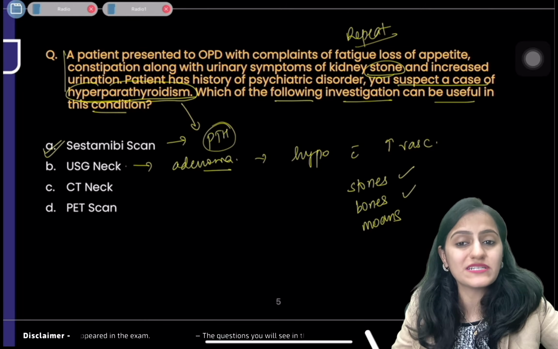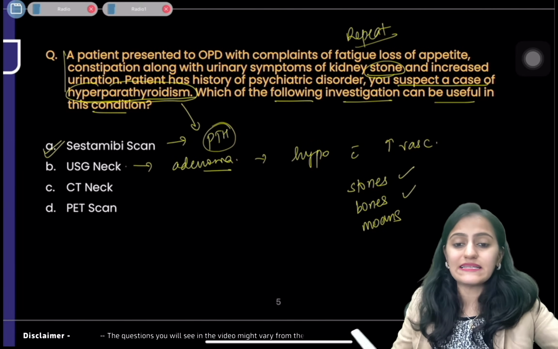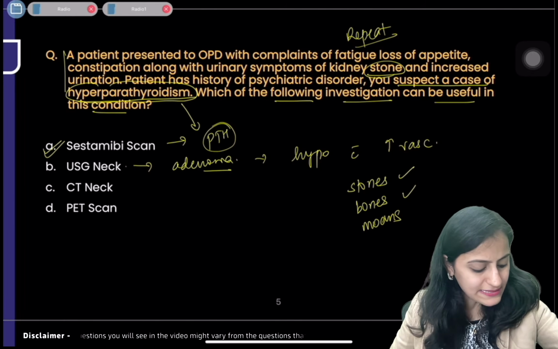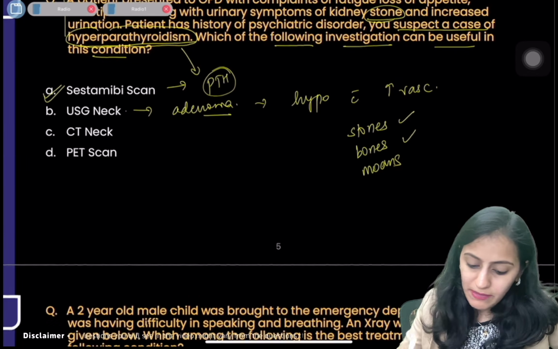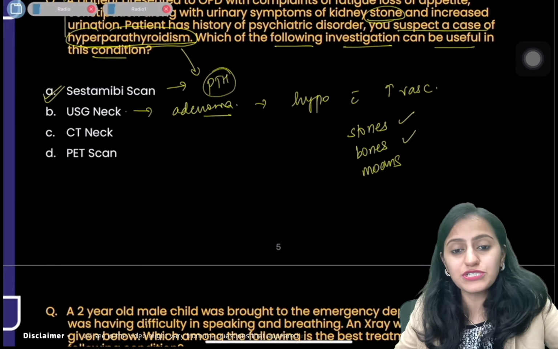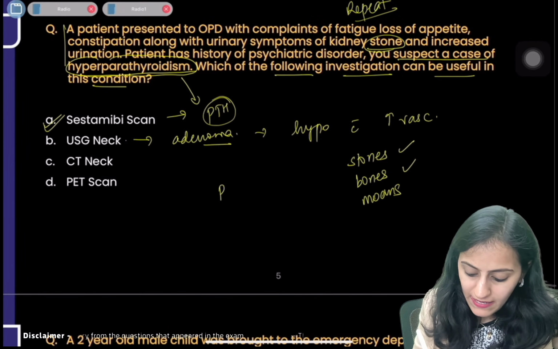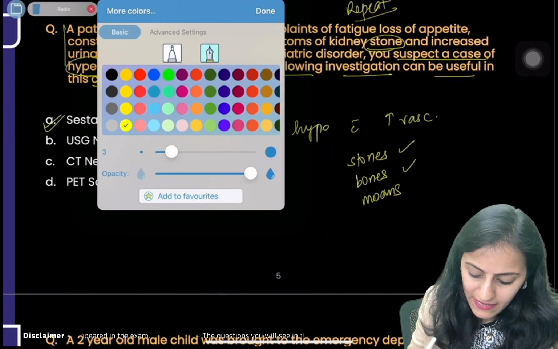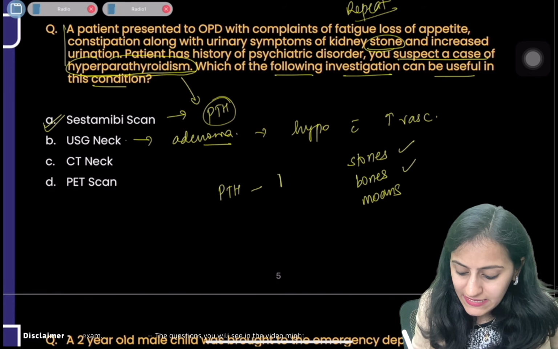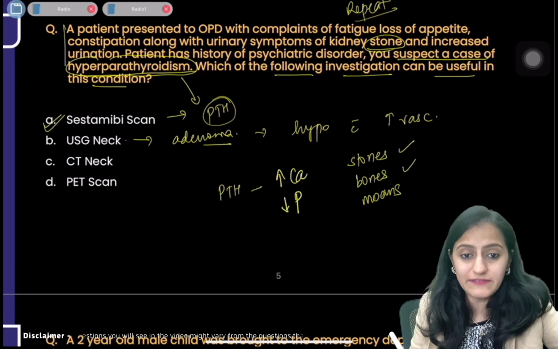Parathyroid causes bone resorption, there is bone pain, and moans, right? There is abdominal pain as well, and there are psychiatric complaints as well. Okay. So also remember, next time if you are asked what parathyroid does to calcium and phosphorus, parathyroid hormone, right? Remember that parathyroid hormone increases the calcium and it decreases the phosphorus levels.